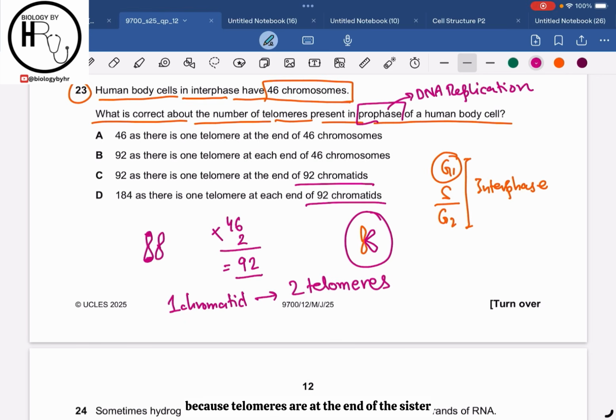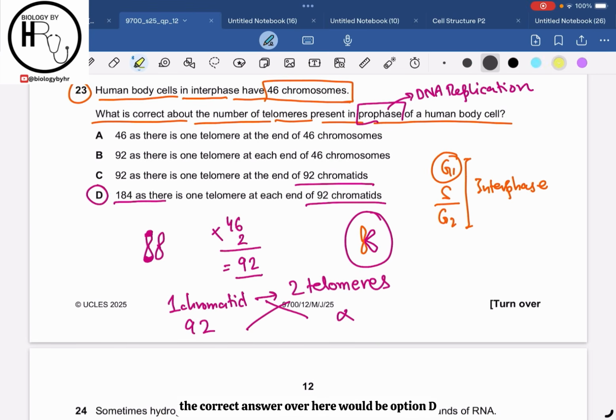Telomeres are found at the end of the sister chromatids. So if one chromatid consists of 2 telomeres, then how many telomeres would 92 chromatids consist of? The 92 chromatids would consist of 92 times 2, and you will get 184.